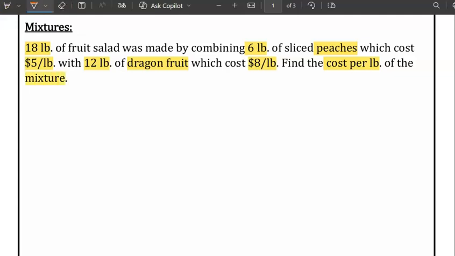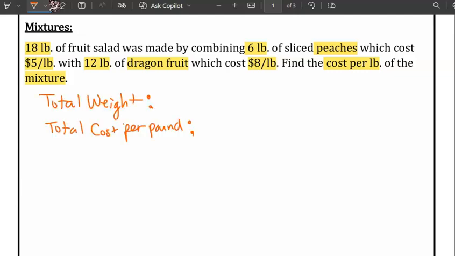We will have two equations. One is the total weight, and one is the cost of the mixture. The total weight is 6 pounds of peaches plus 12 pounds of dragon fruit. It gives you 18 total pounds. We have that equation already.